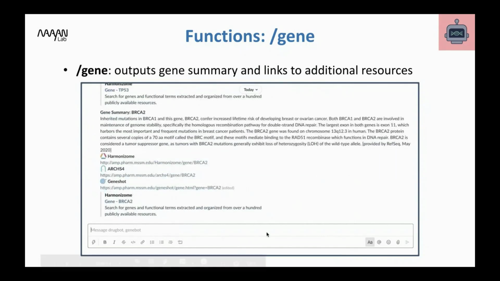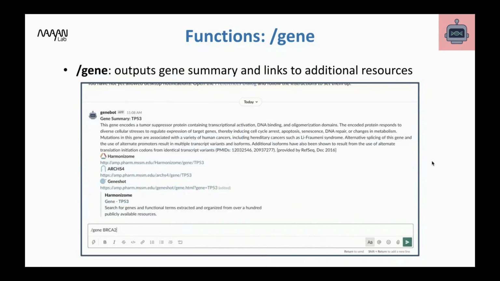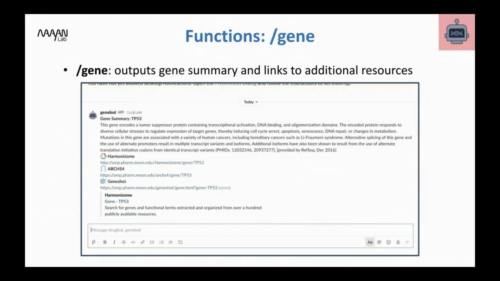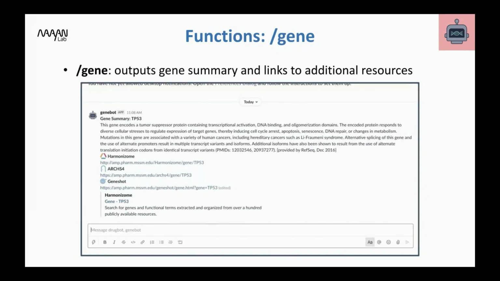As you can see here, the summary that's outputted is from the Entrez Gene NCBI database. It retrieves it using the API and displays it, and links to gene landing pages for Harmonizome, ARCHS4, and GeneShot are included as well. So it can help people become more familiarized with these databases and tools as well.